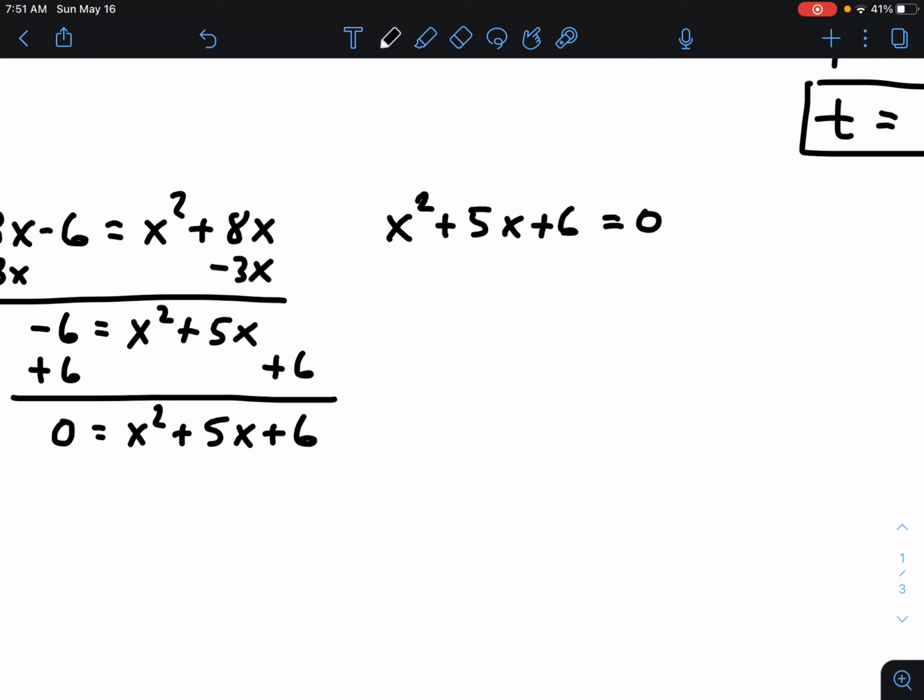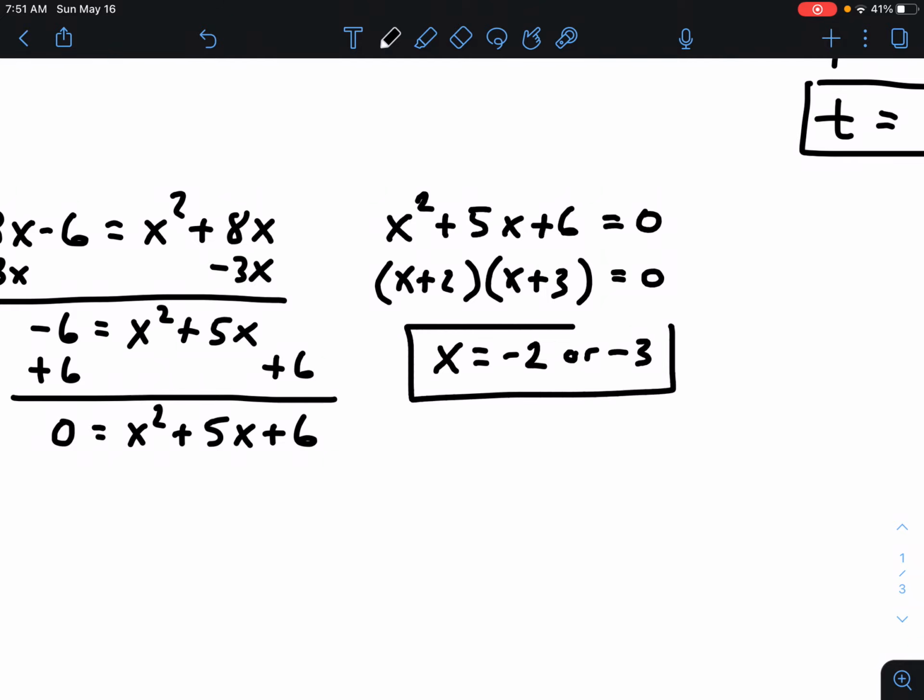And then we just have to factor it into binomials to find our two answers. And so we have x plus 2 and x plus 3. So our answers, remember, are the opposites of the numbers that are in the binomials. So we have x equals negative 2 or negative 3.